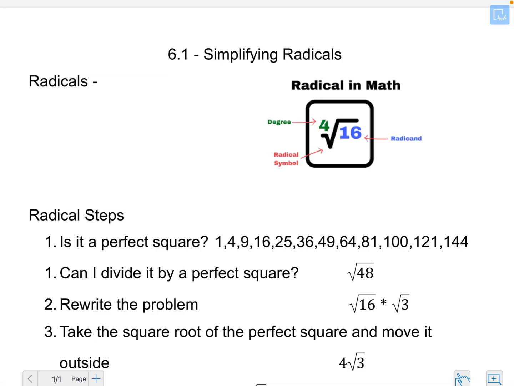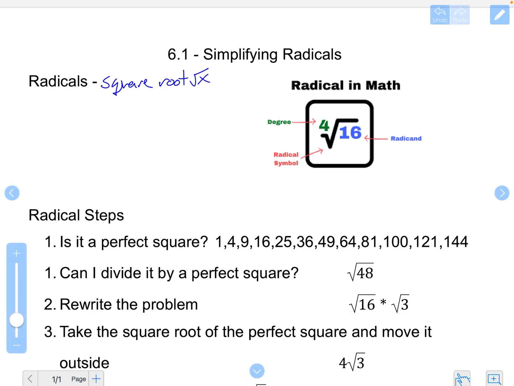Today we're going to be talking about simplifying radicals. So first we need to understand what a radical is. A radical is simply a square root. It's our square root symbol over x. An example is the square root of 4 equals 2.